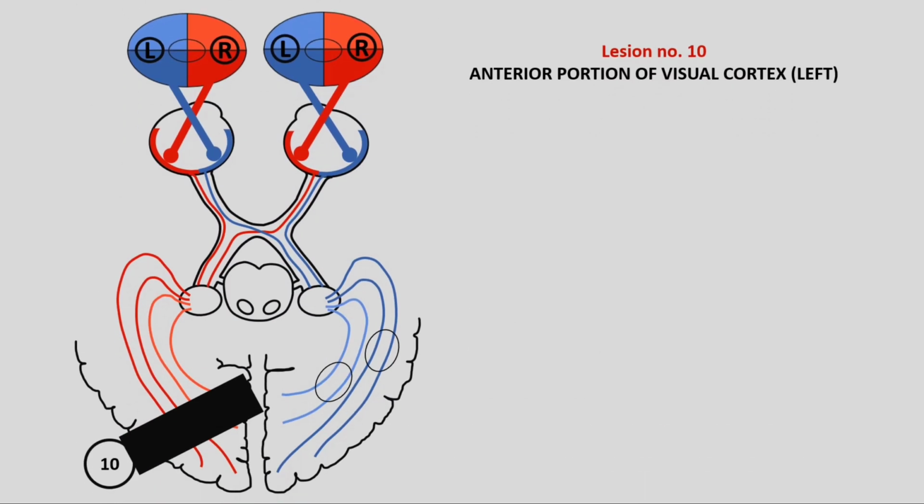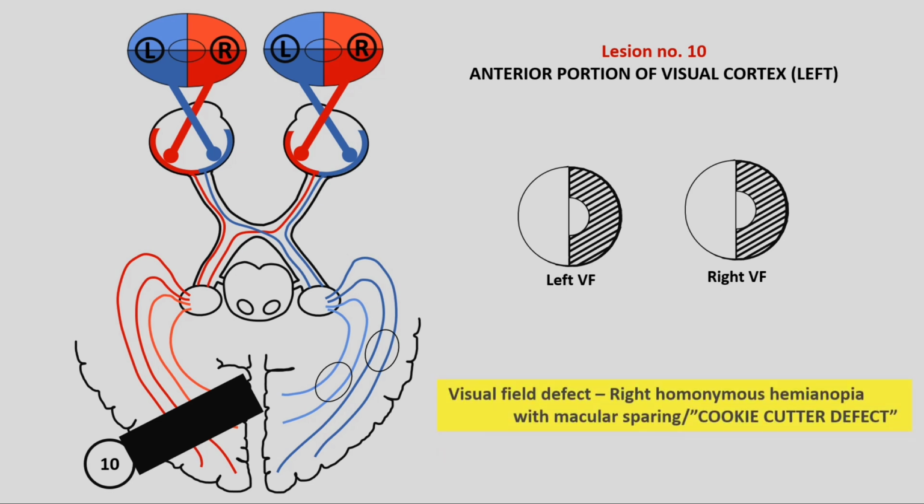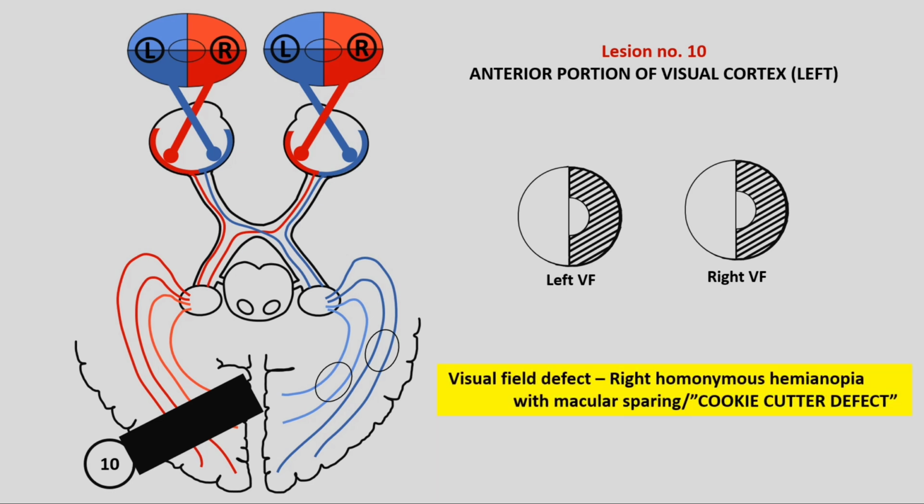Lesion number 10 is at the anterior portion of the visual cortex on the left side, leaving the tip of the visual cortex. Remember, we are leaving here the tip of the visual cortex which covers the macular portion. So this type of lesion will have a field defect with macular sparing and will look like this, which is known as right homonymous hemianopia with macular sparing and also called cookie cutter defect.